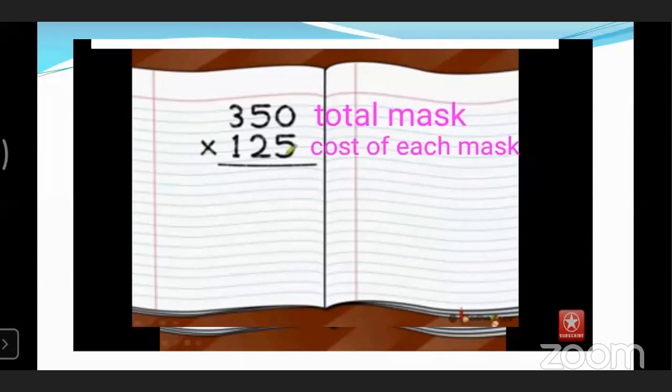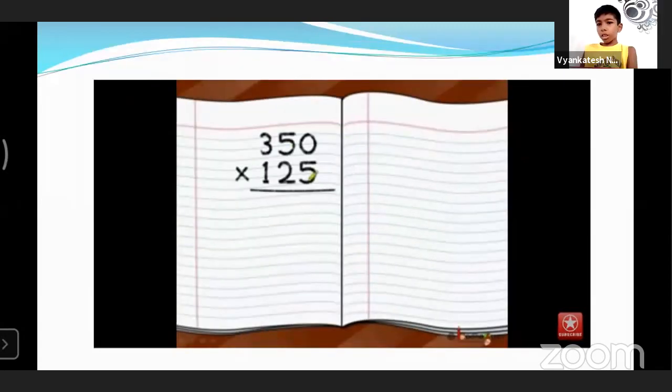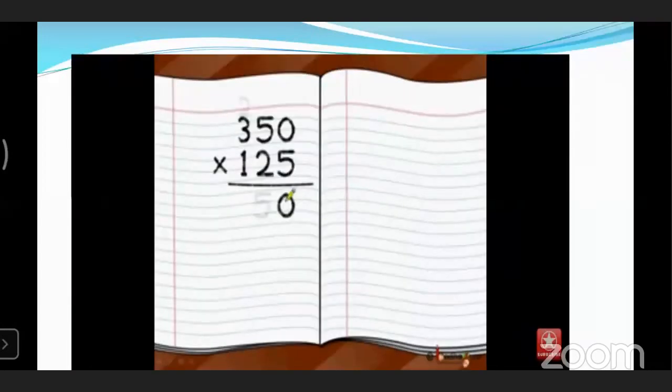Let's move. Okay, let's solve step by step now. 5 multiplied by 0 is equal to 0. Yes, very good. Now see, write 5 down and 2. 5 multiplied by 0, 0. Right? Now 5 multiplied by 0 is equal to 0.